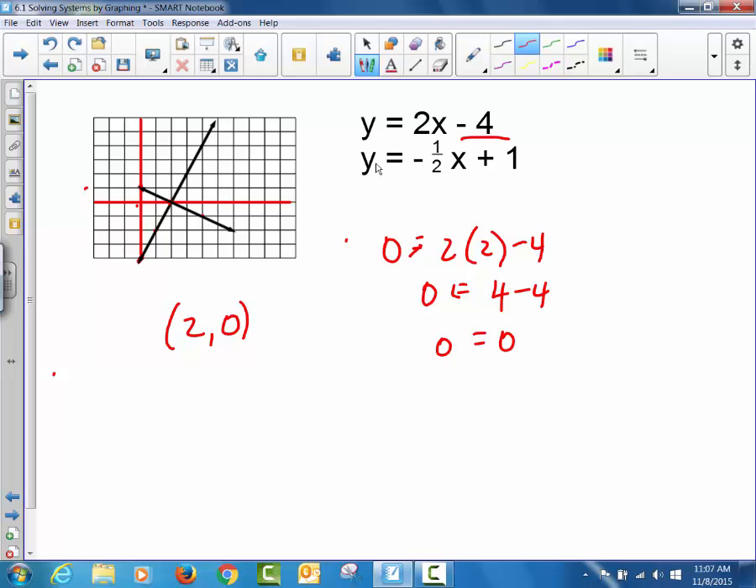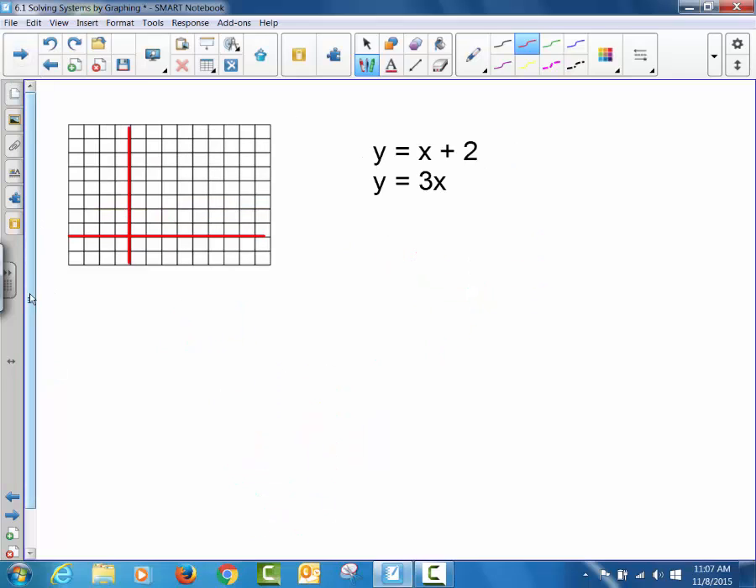And then we do the same thing with the other one. y equals negative 1/2 times 2 plus 1. That gives us negative 1/2 times 2 is negative 1, plus 1. Oh, I didn't put the 0 for y. 0 equals negative 1 plus 1, so that gives us 0 equals 0. So it works for both of them.